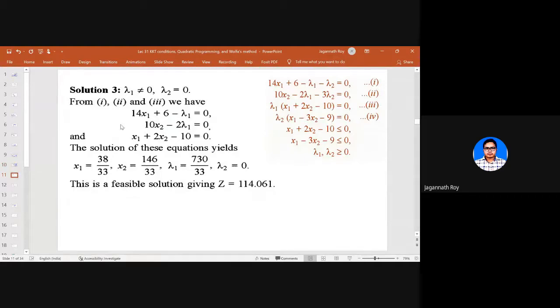Now we take the case 3 when lambda 1 is non-zero, and lambda 2 is 0. Then what happens? From 1, 2, and 3, this is non-zero, so we put 0 here, we put 0 here, again we put 0 here. Okay, and this is non-zero, that means this part will be 0. So we write down this equation here, and then here, and from here we get this. So again, this is a system of linear equations with 3 variables and 3 equations.